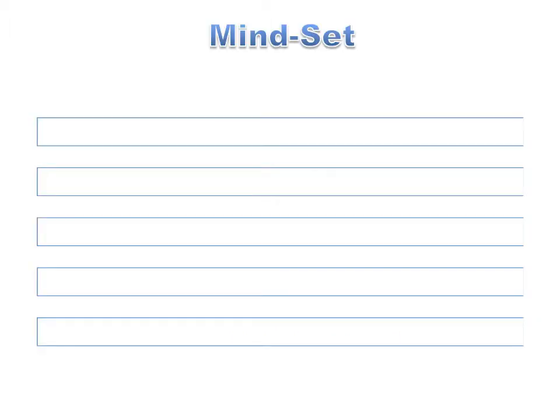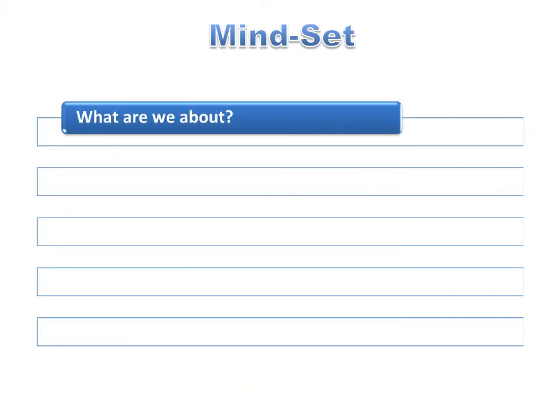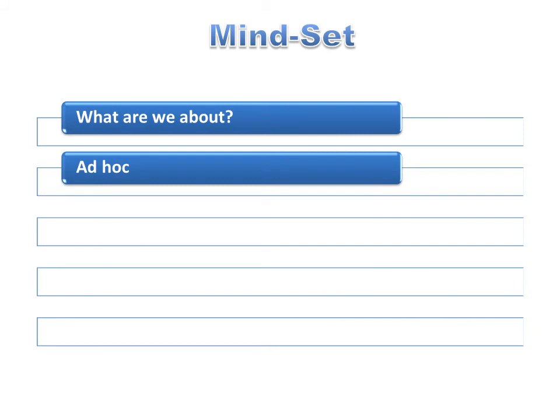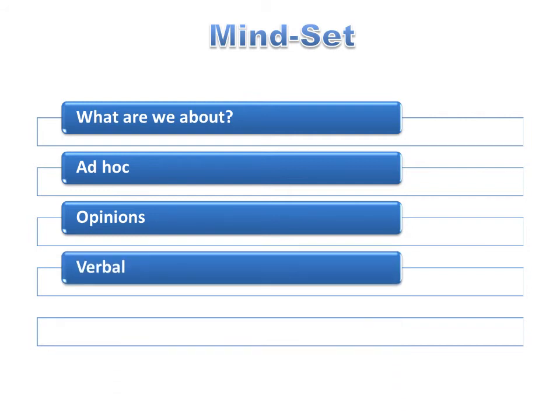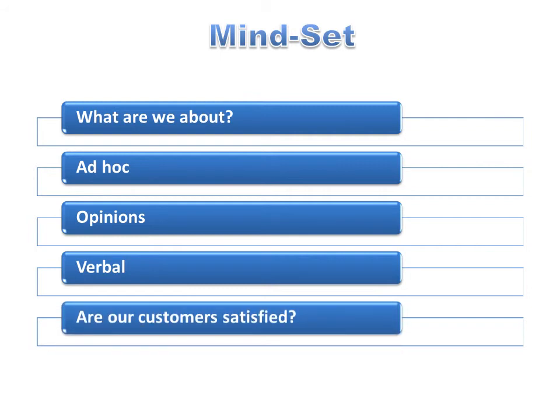Your organization might have a mindset with some of the following characteristics. We don't create a sense of who we are and what we do. We don't use standards to make key processes easily understood. We make decisions based only on our opinions. We only communicate verbally. We don't make customer satisfaction easily visible to everyone.